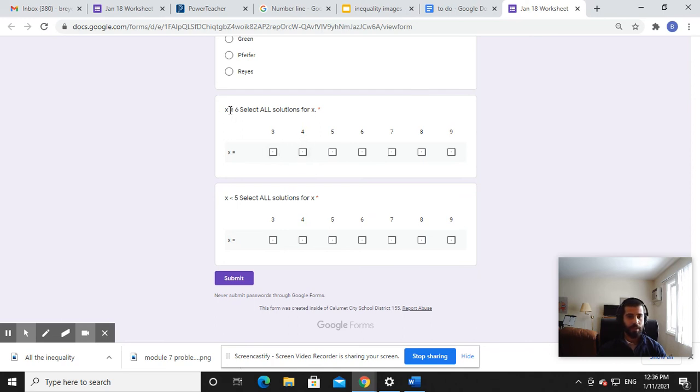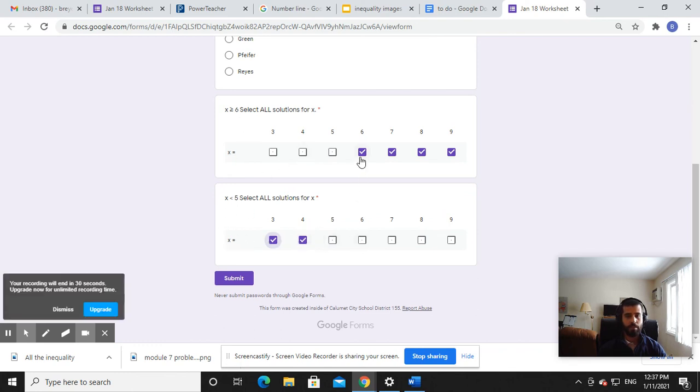So x is greater than or equal to 6. Select all solutions for x. So everything greater than 6 is going to be a solution. Since it can be equal to 6, so 6 will be a solution as well. X is less than 5. Select all solutions for x. So 5 is not a solution because it has to be less. So 4 is a solution, 3 is a solution. If there were 2 here, it would be. If there were 1 here, it would be as well. So that is how you're going to fill out these. Make sure you fill out every single one that is a solution. If I forget to put this 8, it's going to mark it wrong.